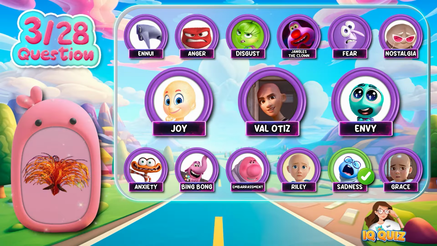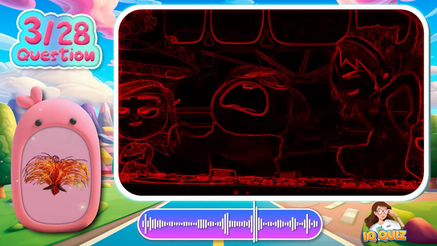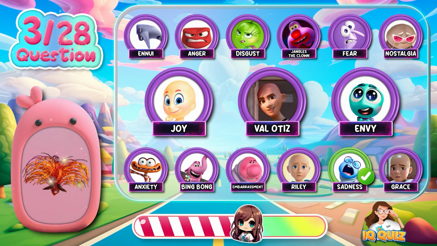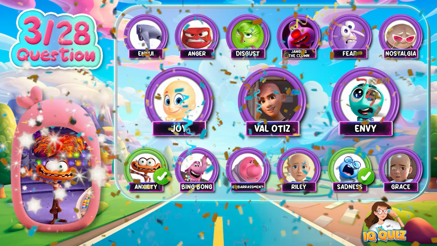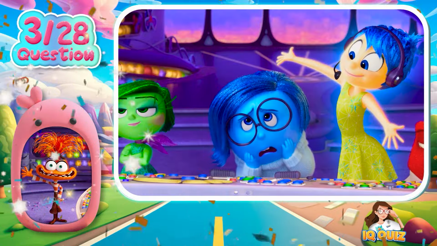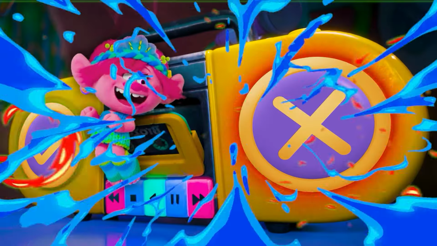Round 3. Who is this? It's the orange anxious emotion. Anxiety, you're amazing.